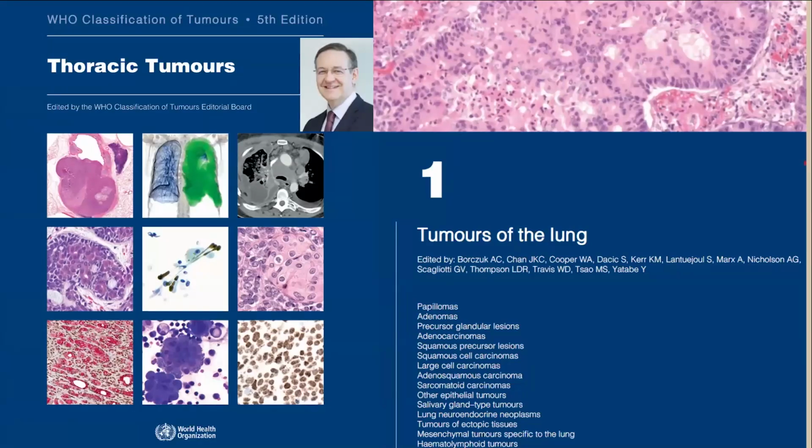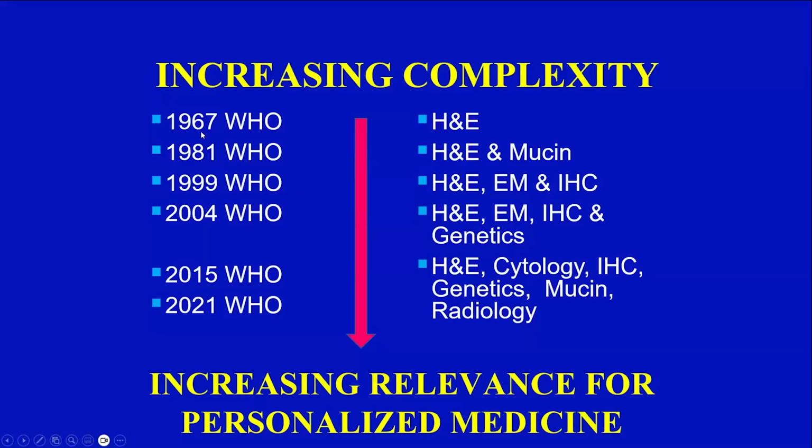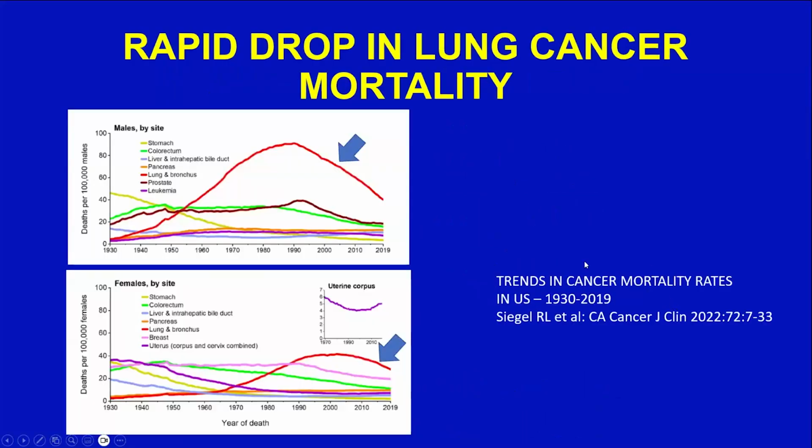So this is the 2021 WHO book, which was led by Dr. Ian Cree, which you can see here. Here are all the various editors, and these are the various topics. As we have gone from the 1967 WHO, which is largely based on H&E, to the 2021 WHO, it has become increasingly complex. I know that sometimes this is used as a criticism, but in fact, what it has done is made our role in patient care increasingly relevant for personalized medicine. Whereas we started with H&E, now we have cytology, immunohistochemistry, genetics, histochemical stains, particularly mucin, and radiologic correlations. You're going to hear about all of these exciting details and advances during this course.